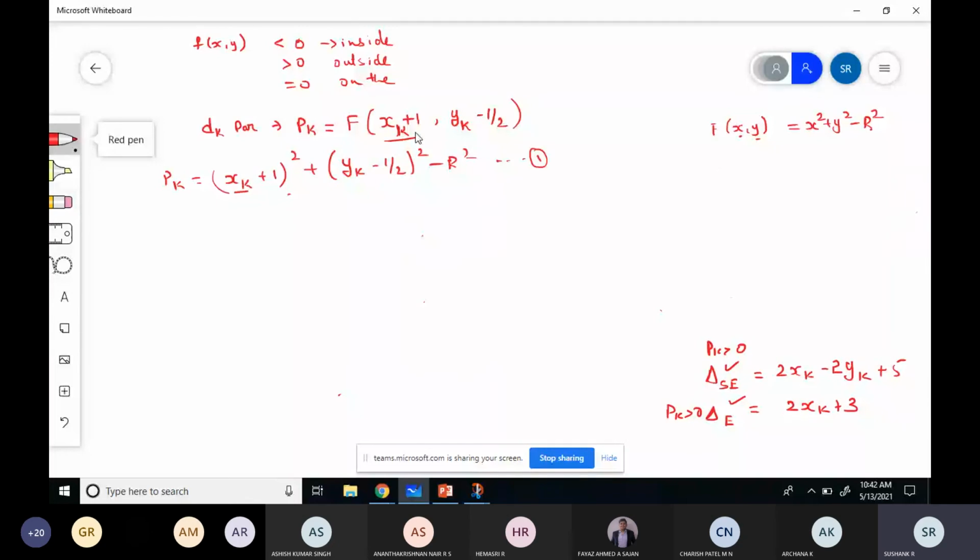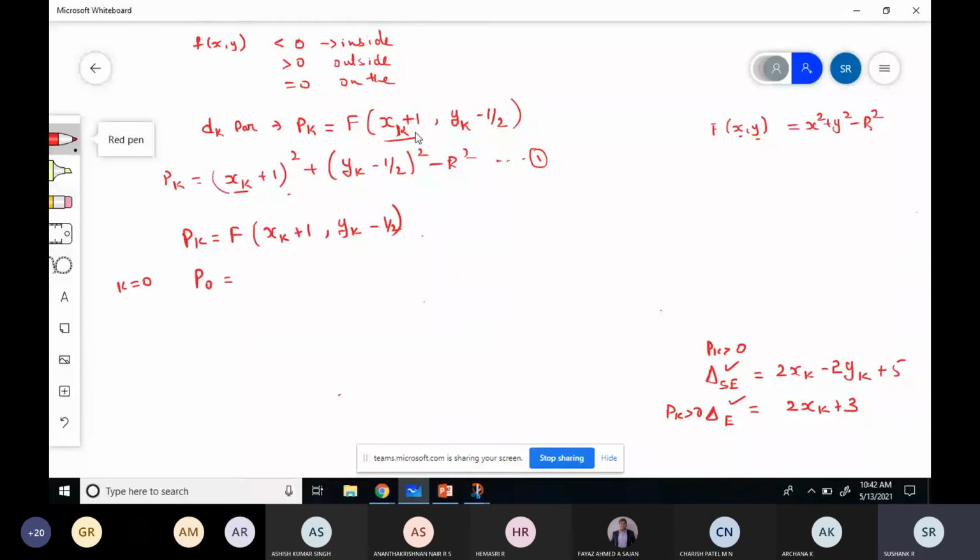So the initial parameter, I told you, is f of (x_k plus 1, y_k minus 1/2). This is the midpoint formula. For us, this is given by p_k. If I put k equal to 0, I'll get the initial decision criteria.